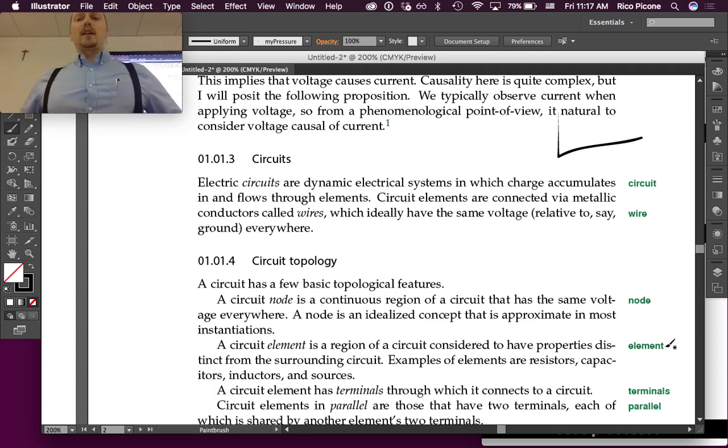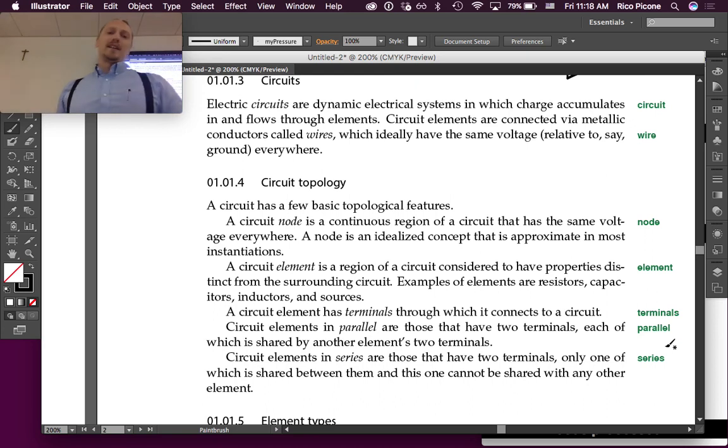Circuit elements are connected via metallic conductors called wires, which ideally have the same voltage relative to, say, ground everywhere. We just assume that along a wire the voltage is the same, unless the wire is very, very long, in which case we have to take into account that the wire has some finite resistance. We generally assume it has zero resistance if it's short. So that's in general what a circuit is. We combine elements, and we're going to talk more about elements in a moment.